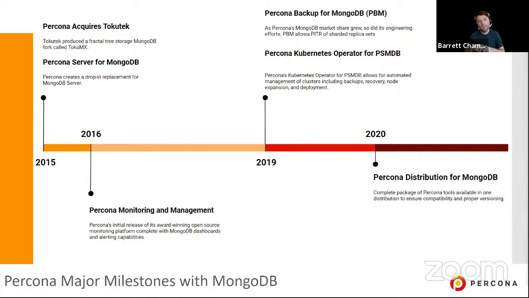Last one, 2020, Percona Distribution for MongoDB. This is a complete package of all of our MongoDB tools available in one distribution. And this just ensures compatibility and proper versioning when you're deploying within your environment.